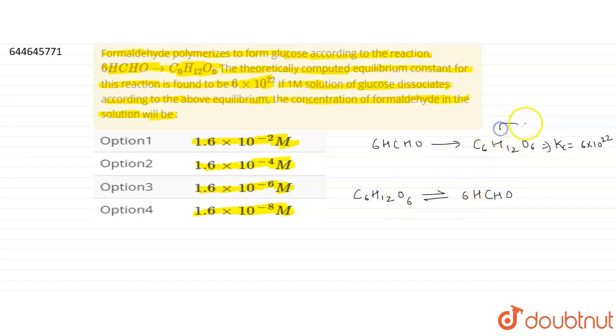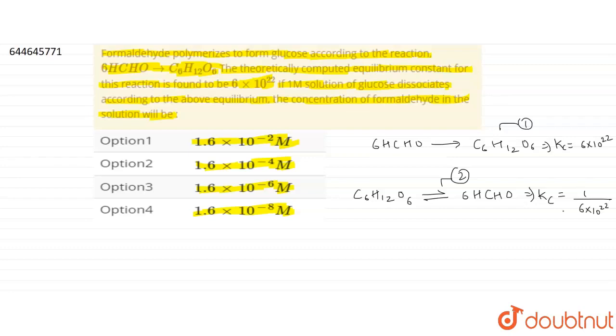I hope you guys are understanding it. If this is first and this is second, then the second reaction is the reverse reaction of the first. So its equilibrium constant will be the inverse of the equilibrium constant of the first reaction, like this: 1 by 6 into 10 to the power 22. This will be the Kc for this reaction, that is the dissociation of glucose. Kc equals 1 by 6 into 10 to the power 22.